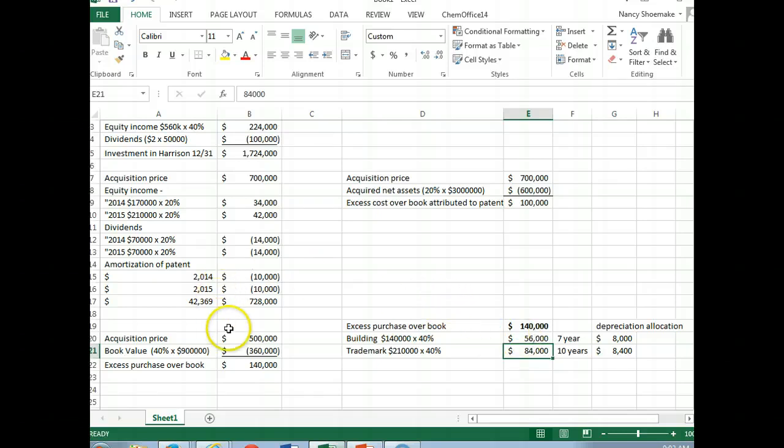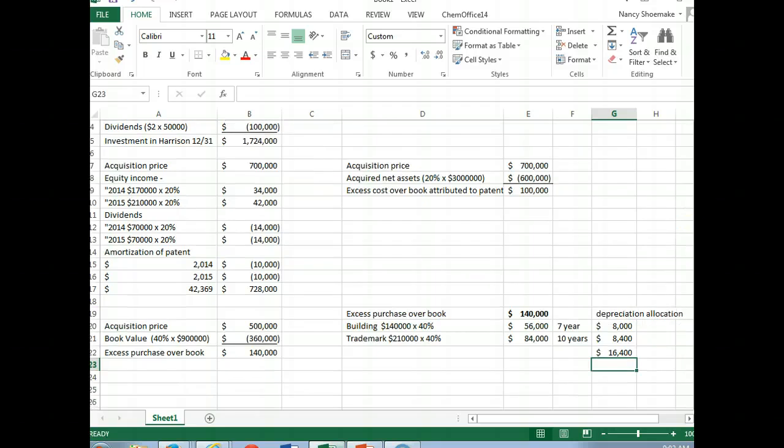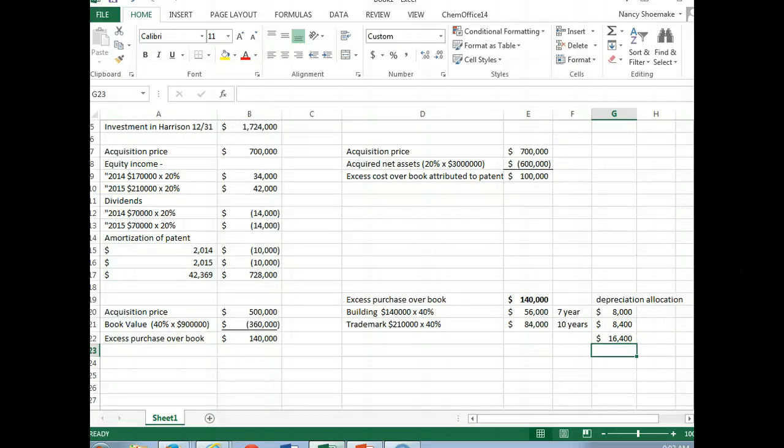Yes. Okay? So we know that extra $140,000 is going to be applied to two assets, and we know each year we are going to need to take an allocation, one's depreciation, one's amortization, of $16,400. Make sense? Yes. So, we needed to do all that work just to get to where we can now determine the investment account. So, the investment purchase price was, or I'm gonna call it acquisition price, $500. Now what are we going to do?